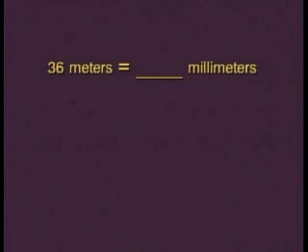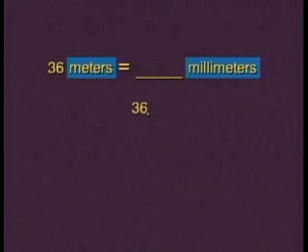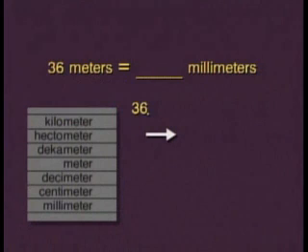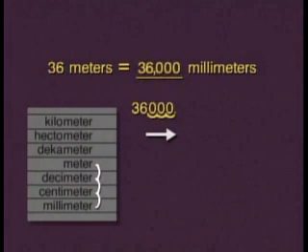Let's see how we can use the decimal method to solve this conversion problem. We start with the number we know and mark the decimal. We're converting from a larger unit, meter, to a smaller unit, millimeter. When we convert to a smaller unit, we use the smaller right rule. So we'll move the decimal to the right. Now let's think about how many units smaller a millimeter is than a meter. From meter to decimeter to centimeter to millimeter, it's 3 units. We'll move the decimal 3 places to the right. The answer is 36,000 millimeters.